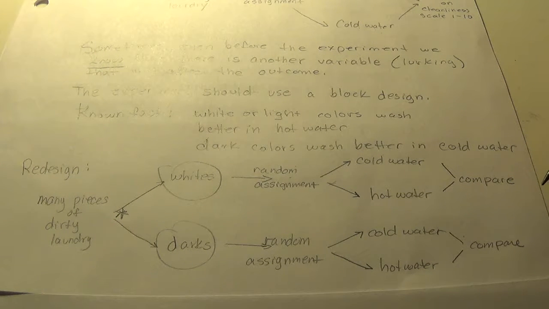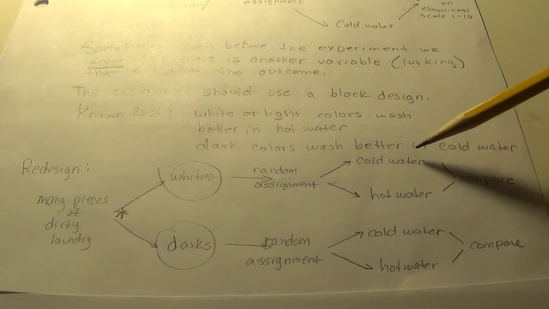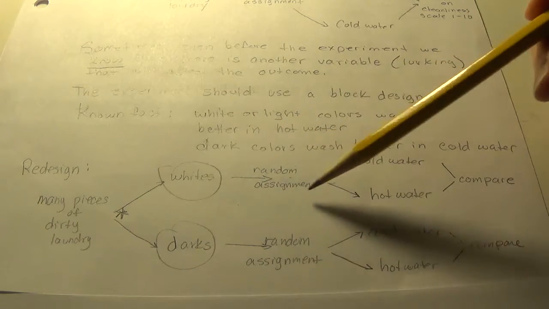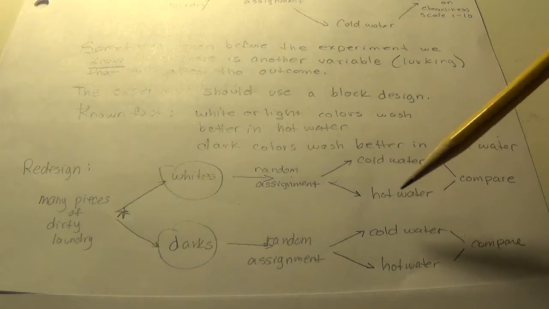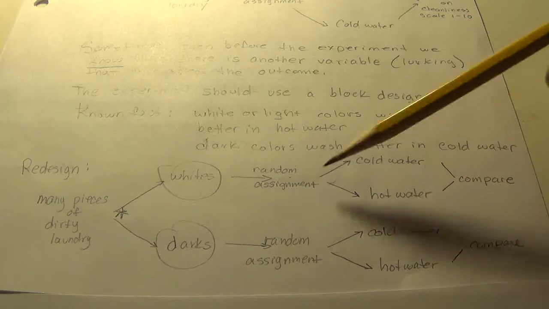So blocking also allows precise overall conclusions because of these systematic differences between light and dark colored clothes. So these differences can be removed when we study the overall effect of using this detergent in warm and cold water. So here we might come out with a result such as, well, the whites do better with this detergent in cold water, and the darks do better in cold water. So we're not sure.